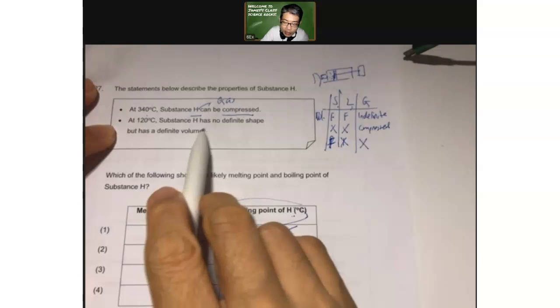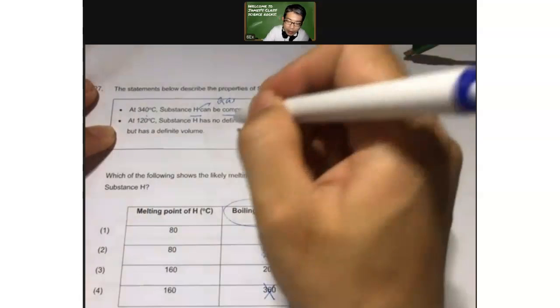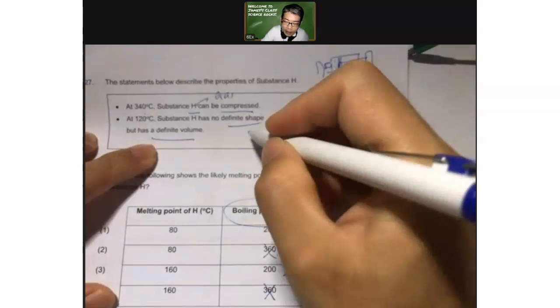Next one, H has no definite shape but has definite volume. So they are saying this is a liquid. So 120 degrees Celsius, H is a liquid. So which of these is a liquid within that range? So if I draw out this idea, 80 degrees Celsius melting point, it must have melted, then it becomes a liquid. So this is the answer.